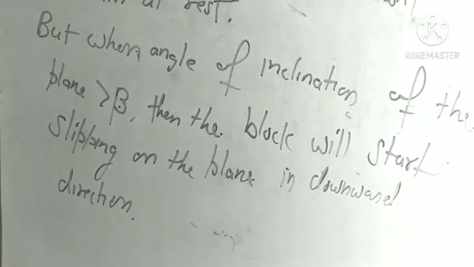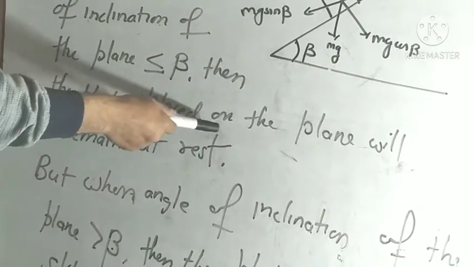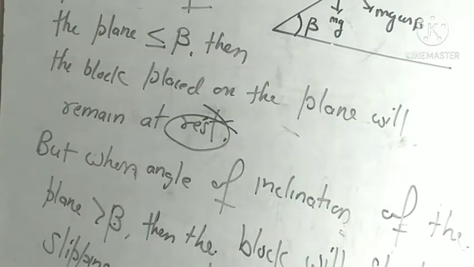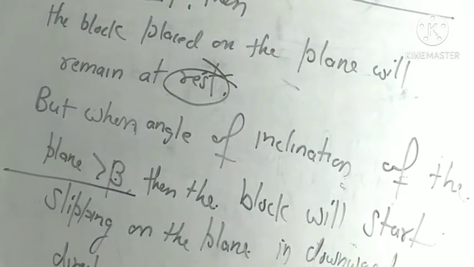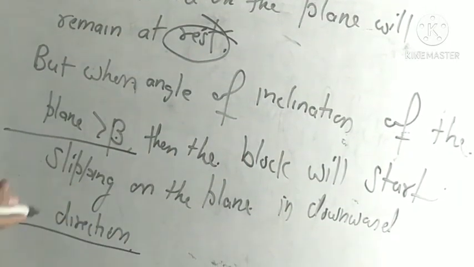I repeat again. If the angle of inclination of the plane is less than or equal to beta, then the block placed on the plane will remain at rest. But when the angle of inclination of the plane is greater than beta, then the block will start slipping on the plane in the downward direction with some acceleration.